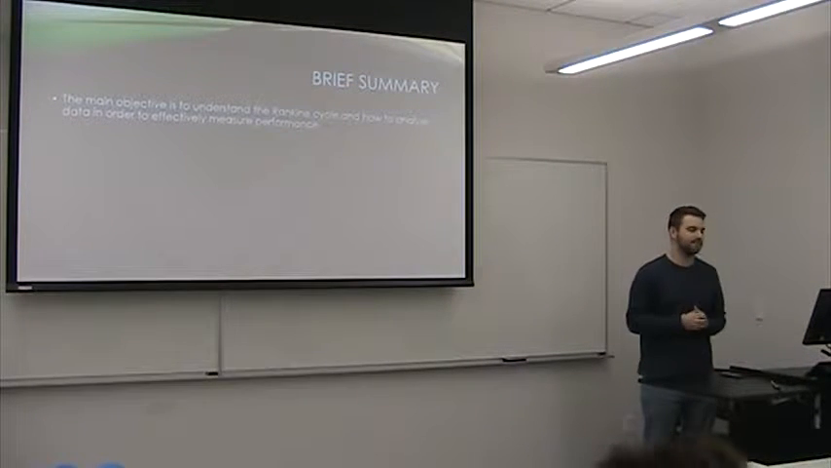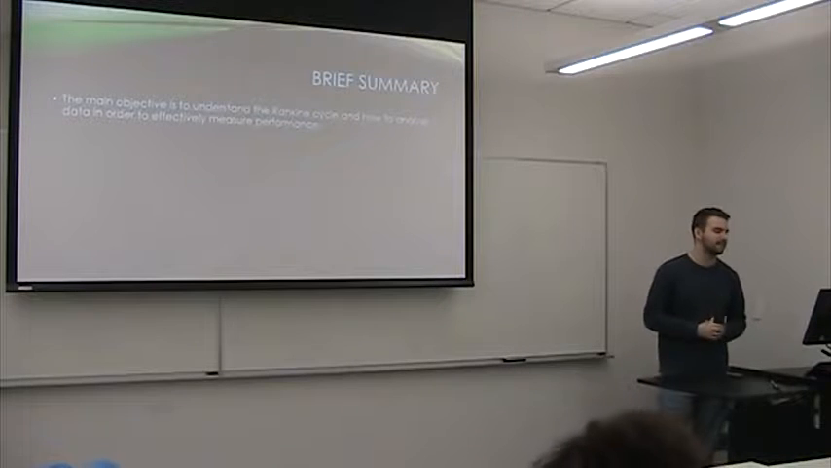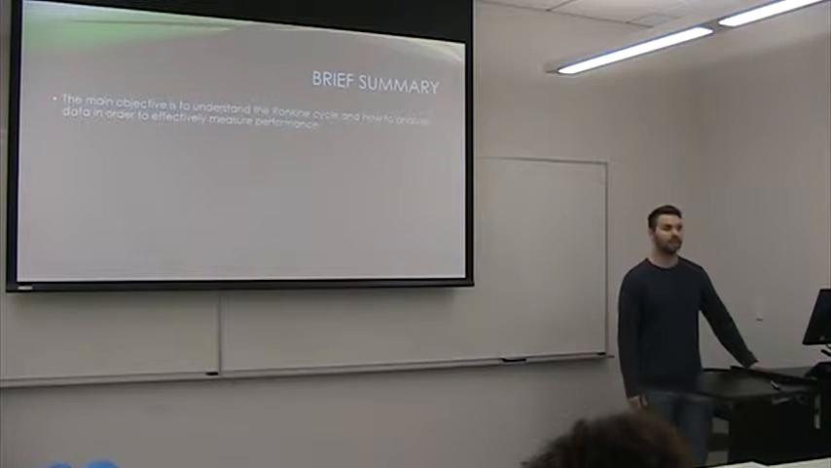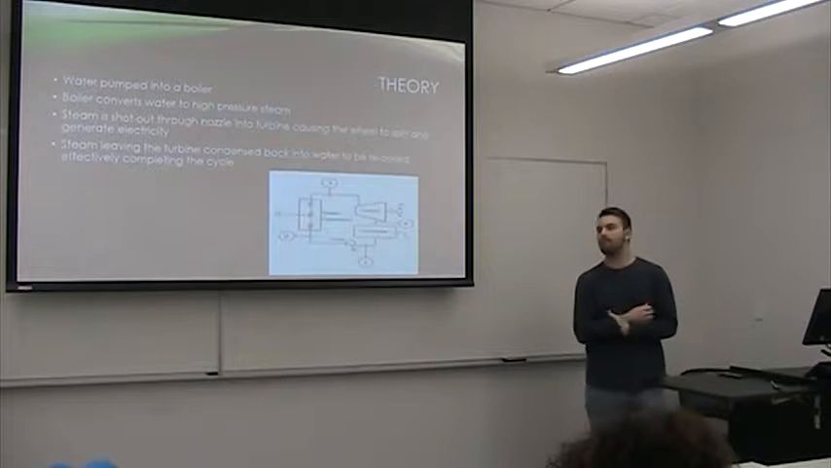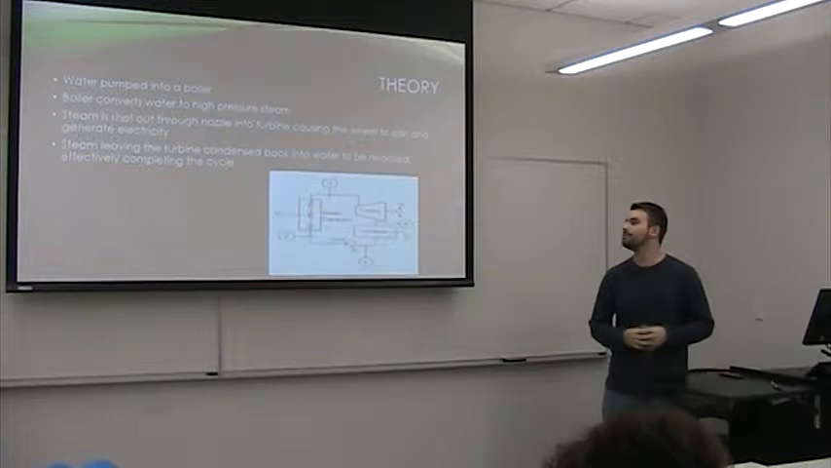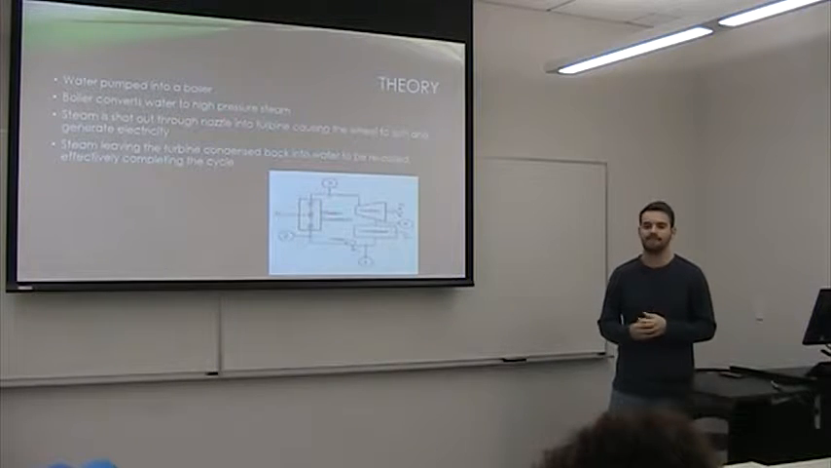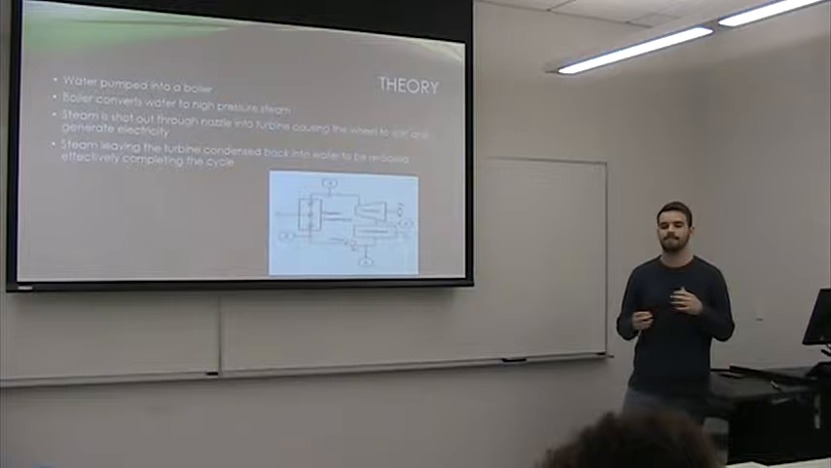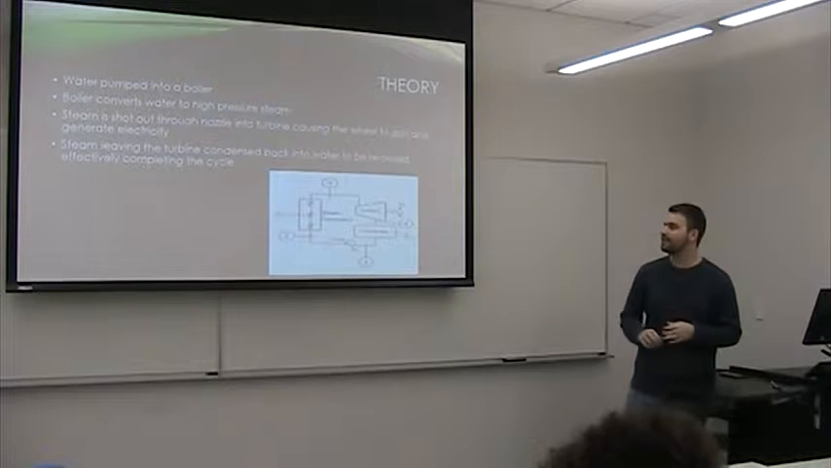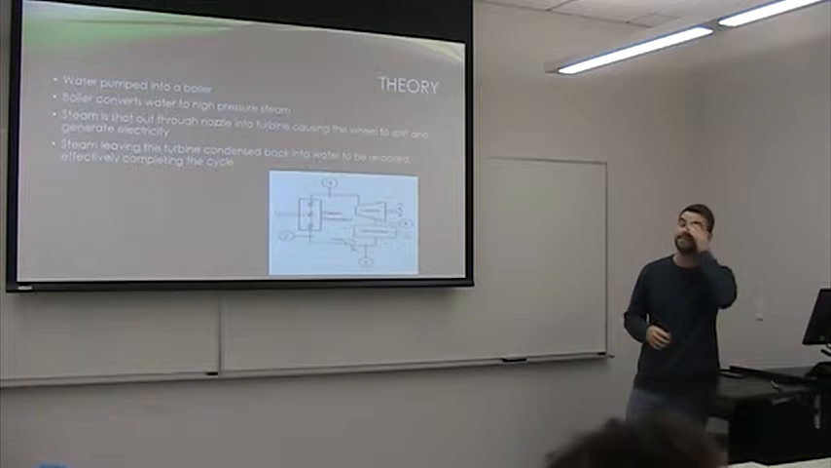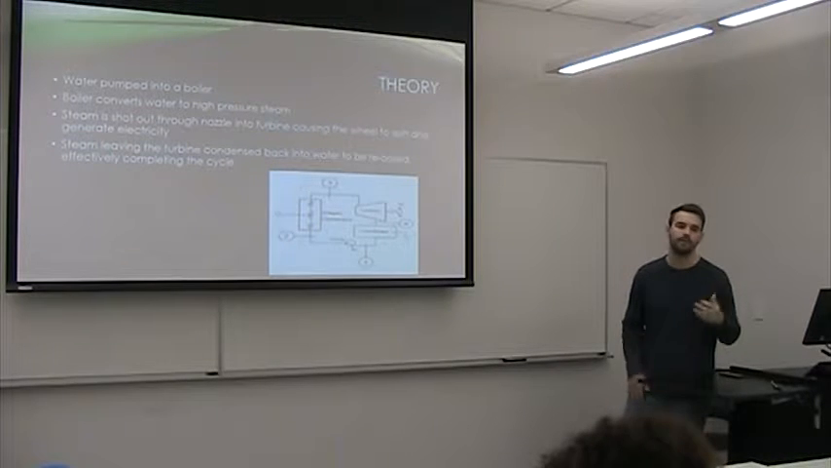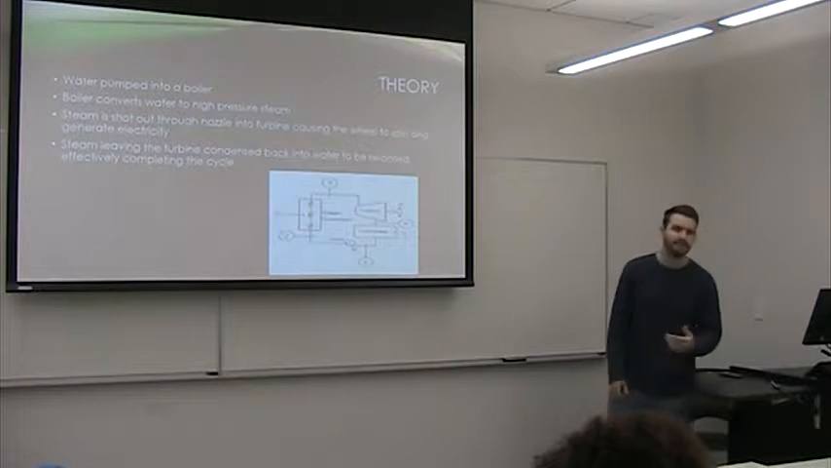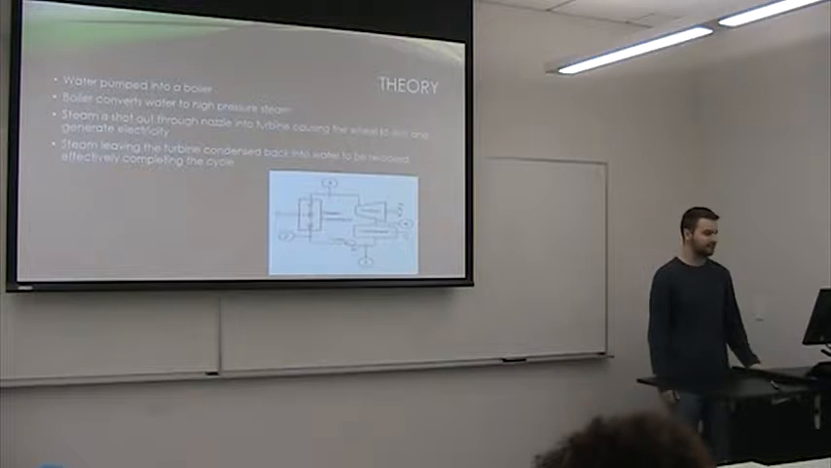The main objective is to really just understand the Rankine cycle and how to analyze it, since it's a huge component of our current power generation. The theory: you're going to pump water into a boiler. The boiler's going to bring it to a high pressure steam. The steam's going to get throttled out into a turbine. The turbine's going to turn a generator. The generator's going to generate electricity, and the steam's going to leave the turbine and go into a condenser, in which it will be either reboiled or, in our case, let off into the atmosphere through a condenser tower.